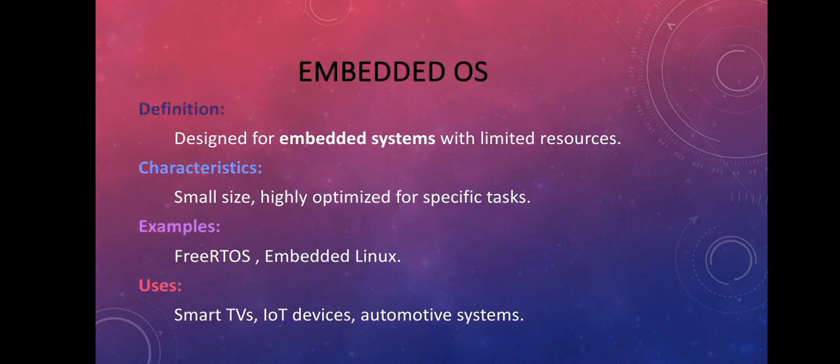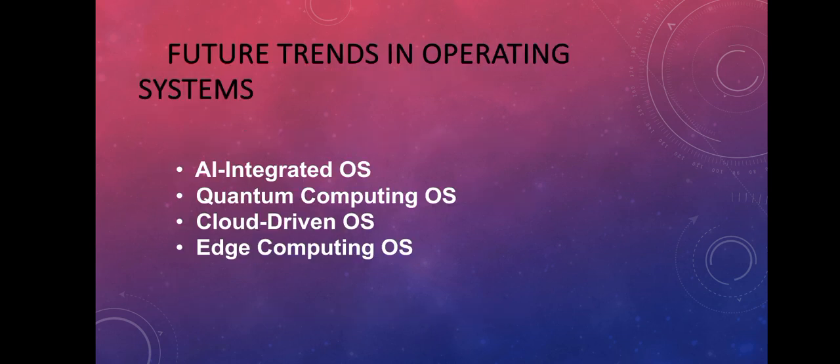Here's a quick comparison of different types of OS based on users, examples, and use cases. This helps us see how each OS is unique and serves different purposes. As technology advances, OS is also evolving. We are seeing AI-powered OS, cloud-driven systems, edge computing, and even quantum computing OS. The future is exciting.